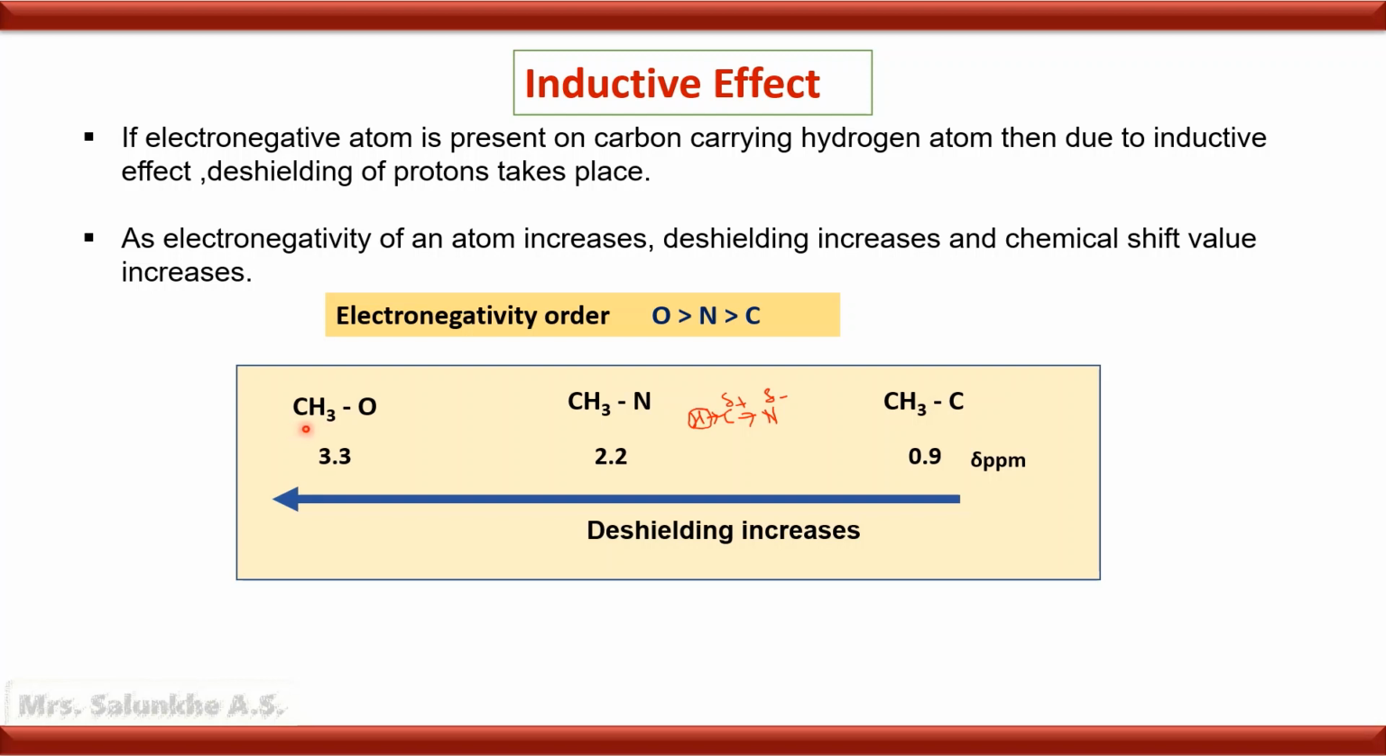In that case, the methyl group is attached to an oxygen atom, and oxygen is more electronegative than nitrogen, so de-shielding of that methyl group proton increases and chemical shift value increases. That is, from that position to that position, as de-shielding increases, chemical shift increases.